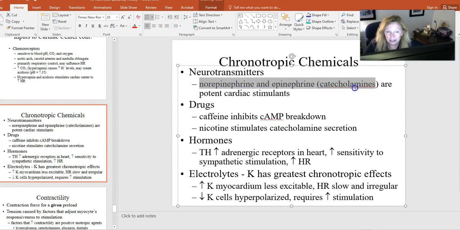This little slide gives you some chronotropic chemicals, and I told you about the hormones, norepinephrine, epinephrine. They're going to stimulate, aren't they? Fight or flight. Caffeine stimulates, nicotine stimulates. We know all of those things can do that.